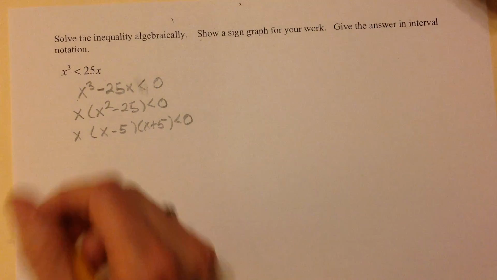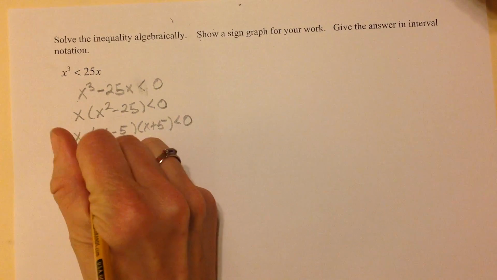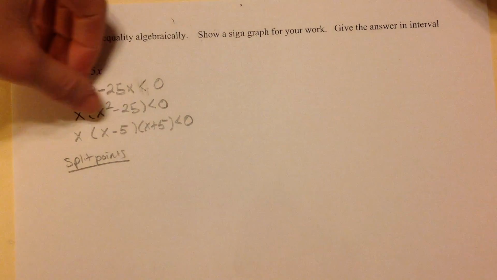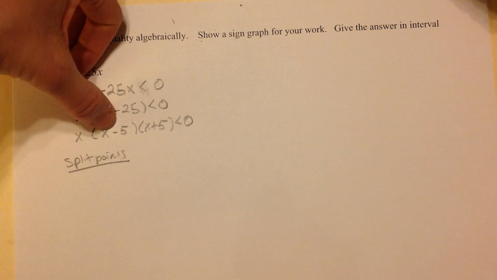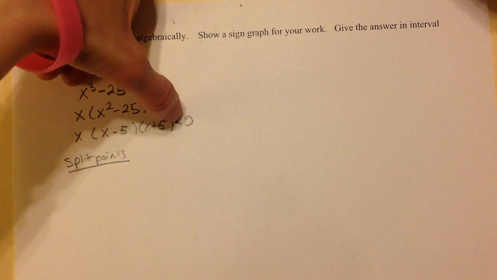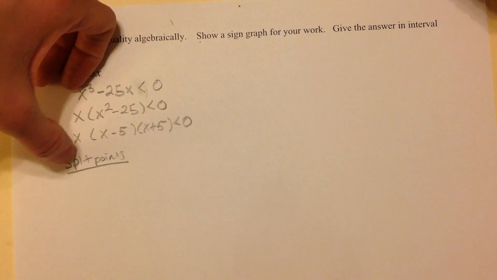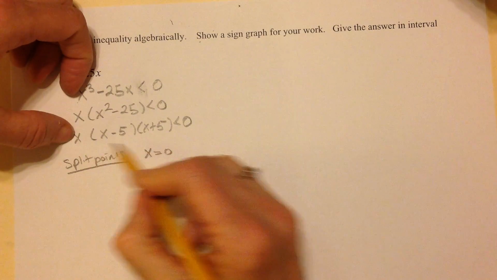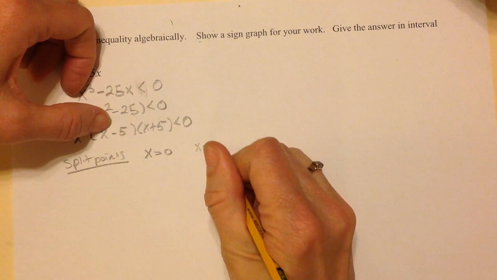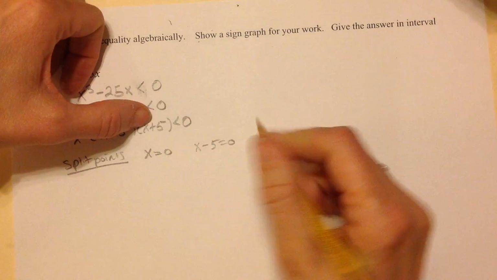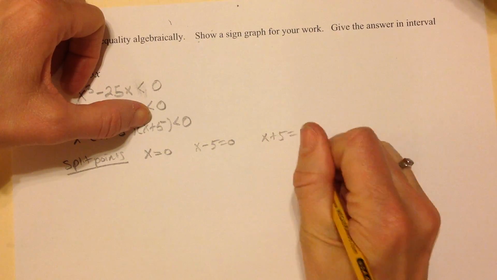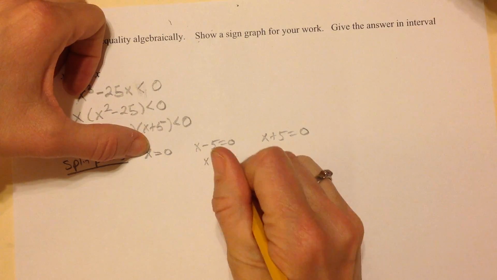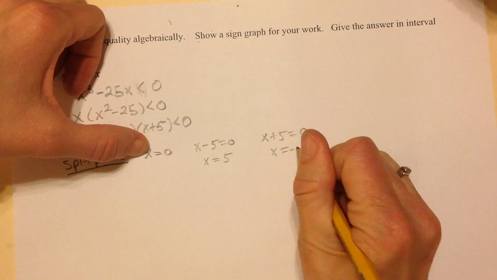Now that it's factored, we need to find what's called the split points. Split points come from setting each factor with a variable x equal to 0. Not the inequality. Always equal for your split points. So x equals 0 for this factor, x minus 5 equals 0 for this factor, and x plus 5 equals 0 for the final factor. This one's already solved. This one gives us x equal 5, and this gives x equal negative 5.